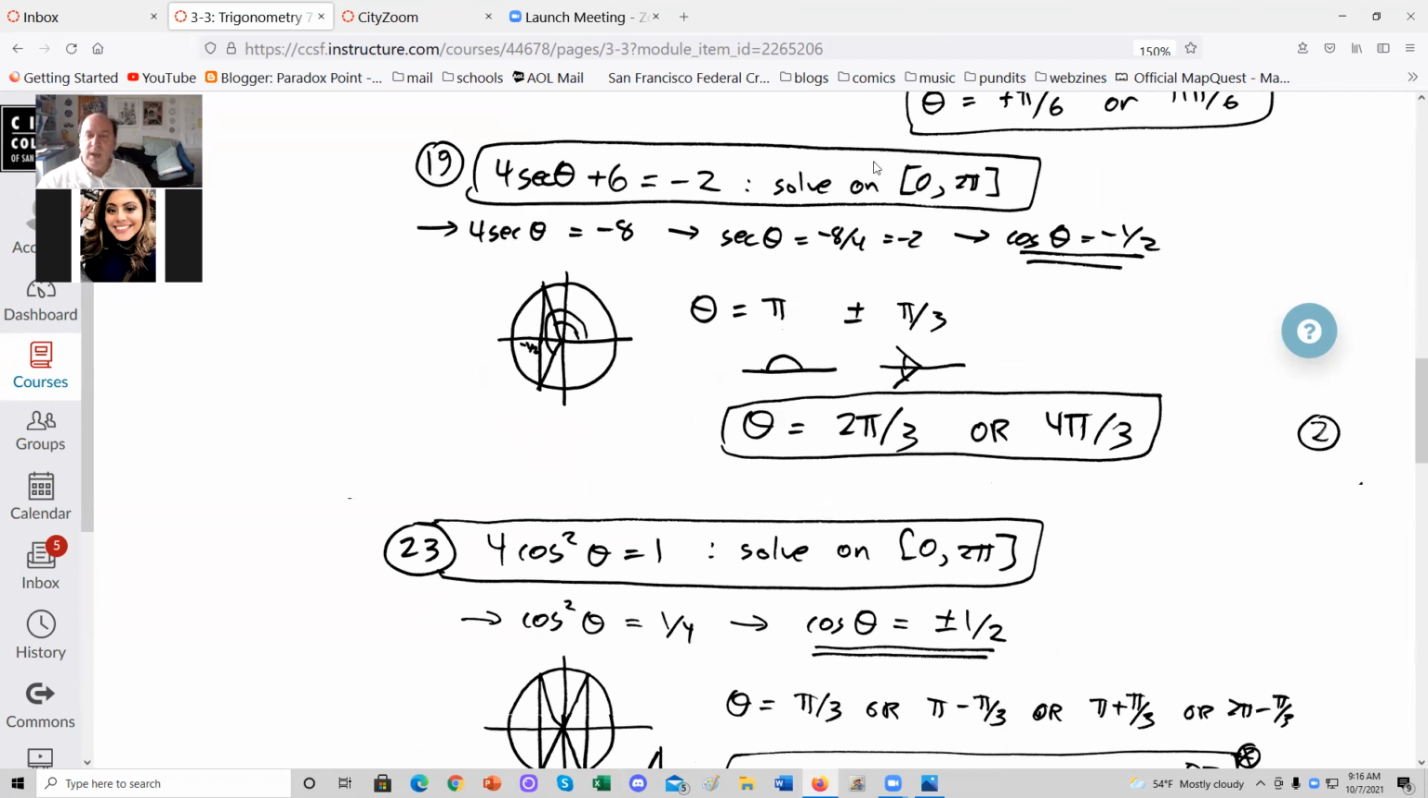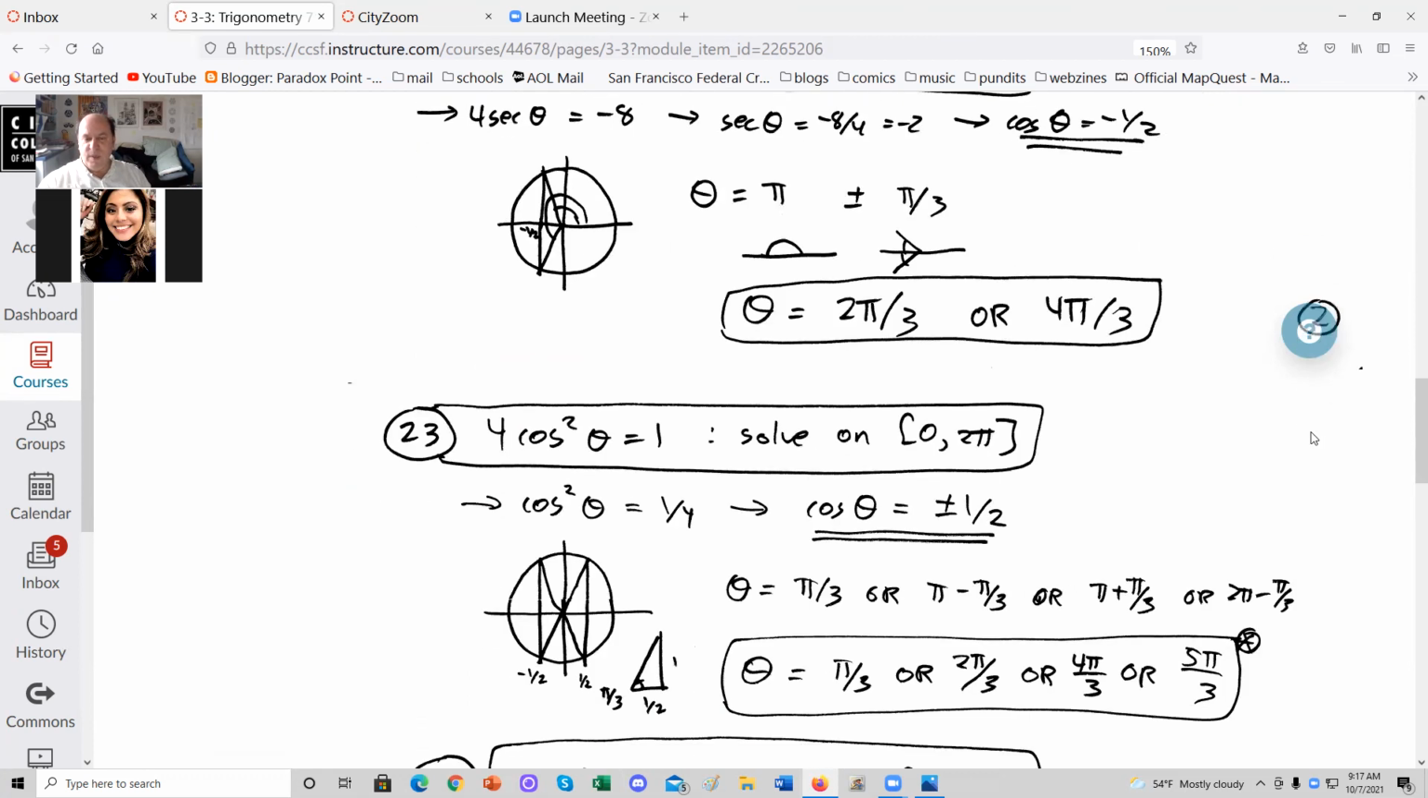Those are the solutions on 0 to 2 pi. Of course, you could take these and add integer multiples of 2 pi for the general solution. 4 cos squared theta minus 1 equals 0. Solve on the unit circle.